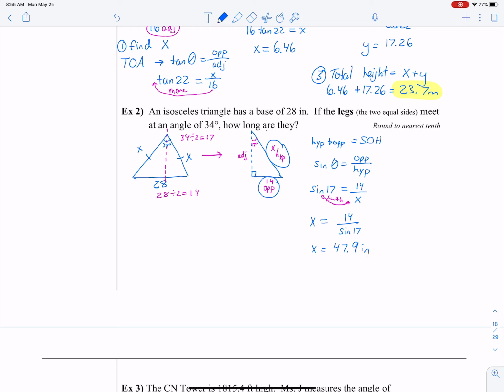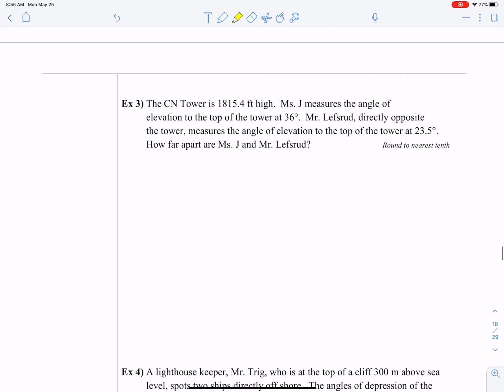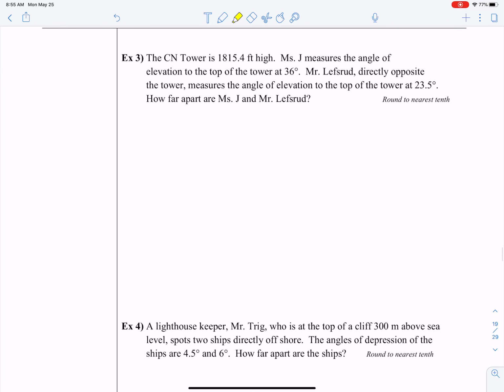And I'm going to get 47.9 inches. So the legs are 47.9 inches long. That's the final answer for this question. Okay, let's try another one.